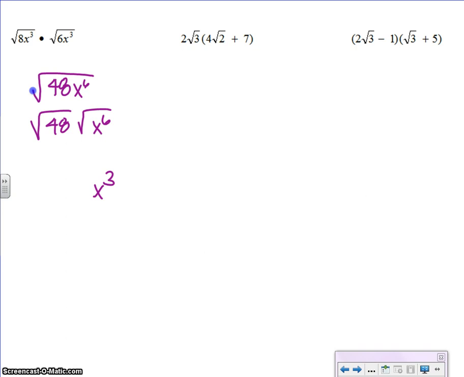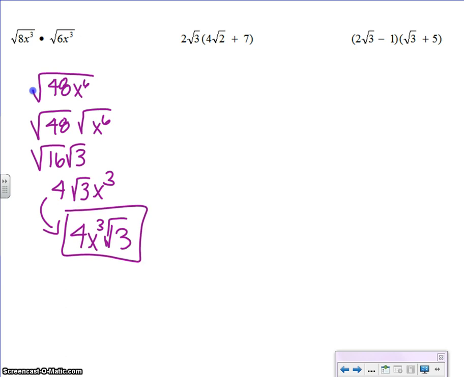square that goes into 48, which is 16. So we're going to break this down to 16 times 3. The square root of 16 is 4. Square root of 3 is the square root of 3. Again, this answer is kind of messy looking, so let's rewrite it as 4x to the 3rd root 3. Goodness, it's Friday. So here is our answer.